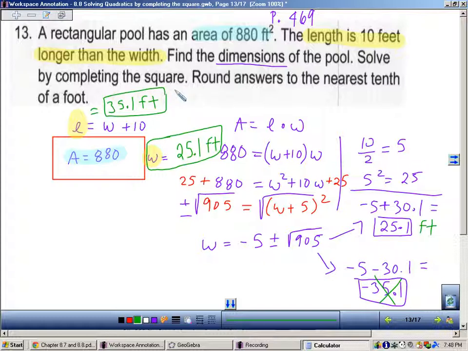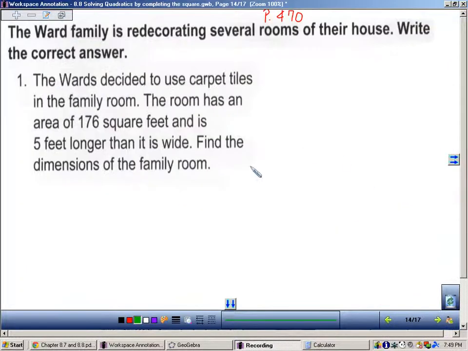Okay, great. We got to move on. Try one more question before we pause this video and submit it to YouTube. It says the Ward family, and this is on page 470, the Ward family is redecorating several rooms of their house. Write the correct answer. The Wards decided to use carpet tiles in the family room. The room has an area of 160 square feet and is 5 feet longer than it is wide. Find the dimensions of the family room.